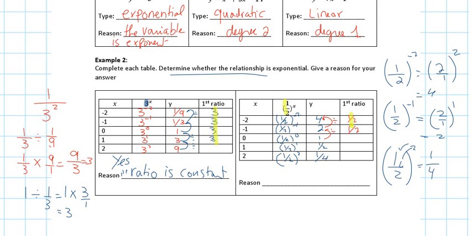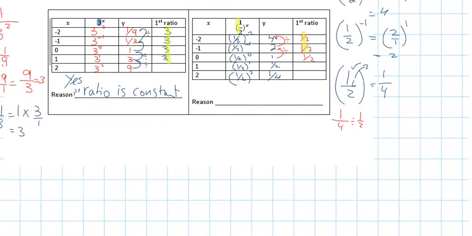All right, half divided by 1. 1/4 divided by a half. So 1/4 divided by a half. What do we do? Flip what? So it's going to be 1/4 times 2 over 1. So it's going to be 2 over 4, which is a half. So again, this is exponential. Yes, it is. And the reason is because the first ratio is constant.